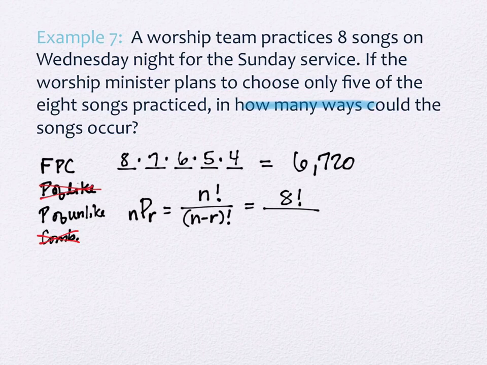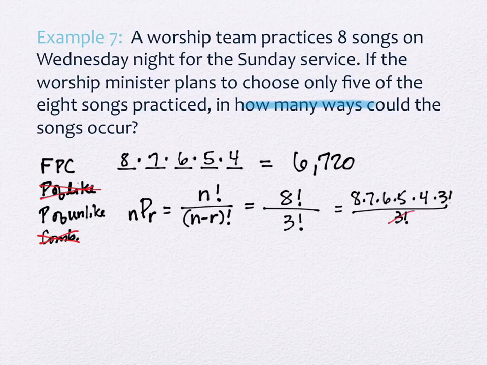3. So you can either write down 8 minus 5 equals 3, or you can process through it more from a conceptual standpoint. What I'm doing in the denominator is eliminating the things that are indistinguishable. The 3 songs that didn't get picked are indistinguishable. It doesn't matter what order I would have done them in. I'm not doing them. So if we write this out the way we did last time, 8, 7, 6, 5, 4, and 3 factorial over 3 factorial.